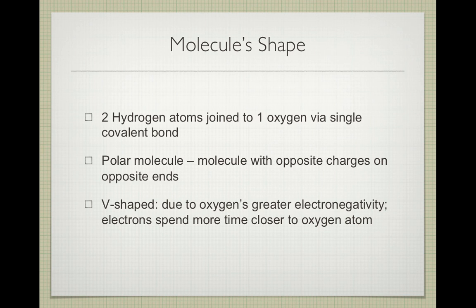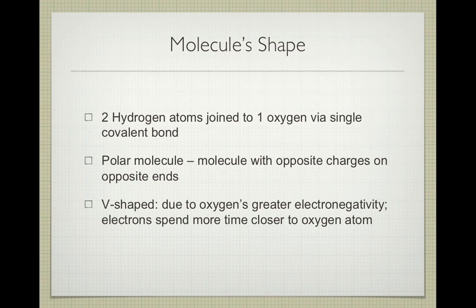Now, water is a polar molecule, so although we're talking covalent bonding, we're talking about sharing electrons, that oxygen atom is much more electronegative compared to those hydrogens attached. And so oxygen is going to hang on to those electrons more of the time than hydrogen is going to be able to. So we're going to have this unequal sharing, hence the polar molecule.